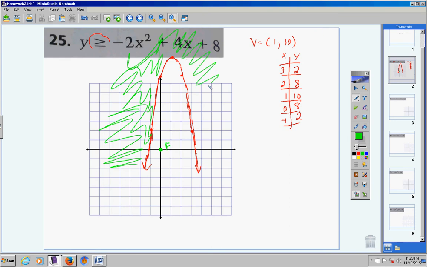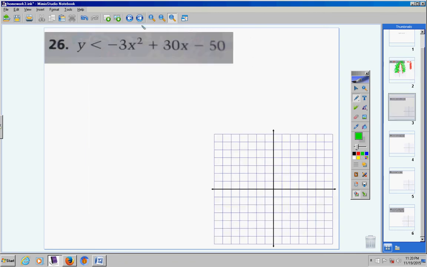Just go around the parabola like this, shade like that, and that's definitely good enough. Okay, guys. Alright, there we go. Number 26.